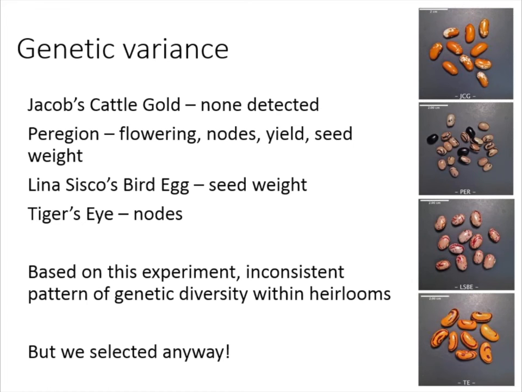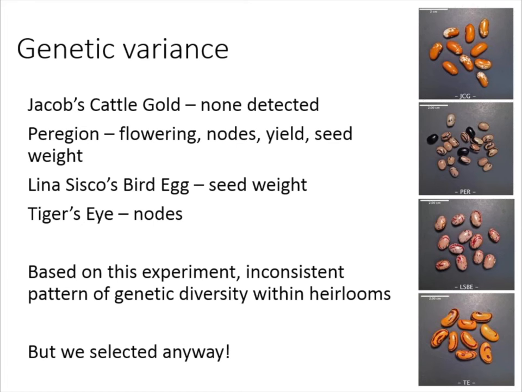So what did we find? Well, we did some statistic calculations of how much genetic variance was, and I was a little surprised. For Jacob's Cattle Gold, we didn't detect any genetic variance. That's Jacob's Cattle Gold on the top, so they're kind of in order here. Phrygian, the one with mixture of different seed types, we had genetic variance for days to flowering, number of nodes, seed yield, seed weight, size of the seed. For Lena Cisco's bird's egg, which is that cranberry type one, the third one down, only for seed weight.